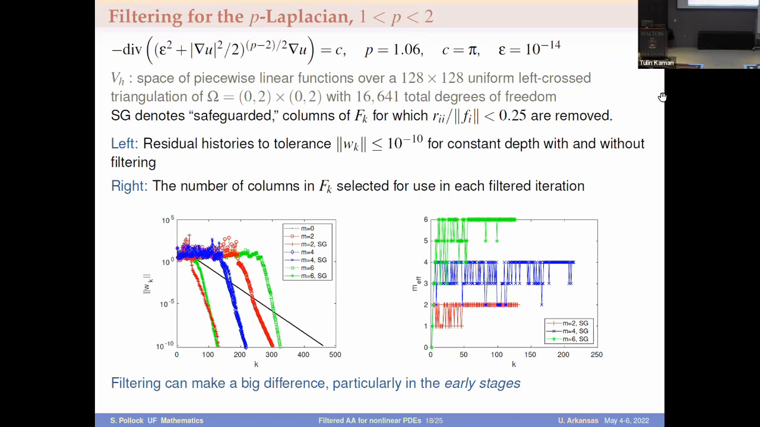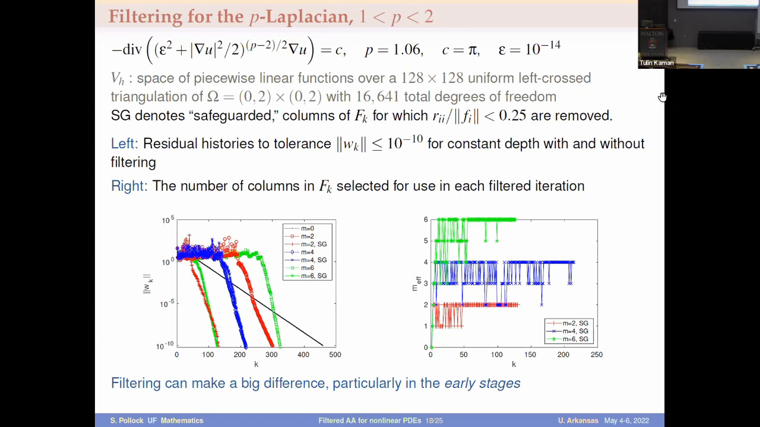Actually, what it's doing is it keeps filtering out the second and third column. So when you filter it, it's doing something like a depth n equals 2, but with older information. And that's why it doesn't converge very well. But what we see in this picture to the right are how many columns of F are actually being used at each iteration. And you see with n equals 2, it's filtering down to one column quite a lot right at the beginning of the iteration.